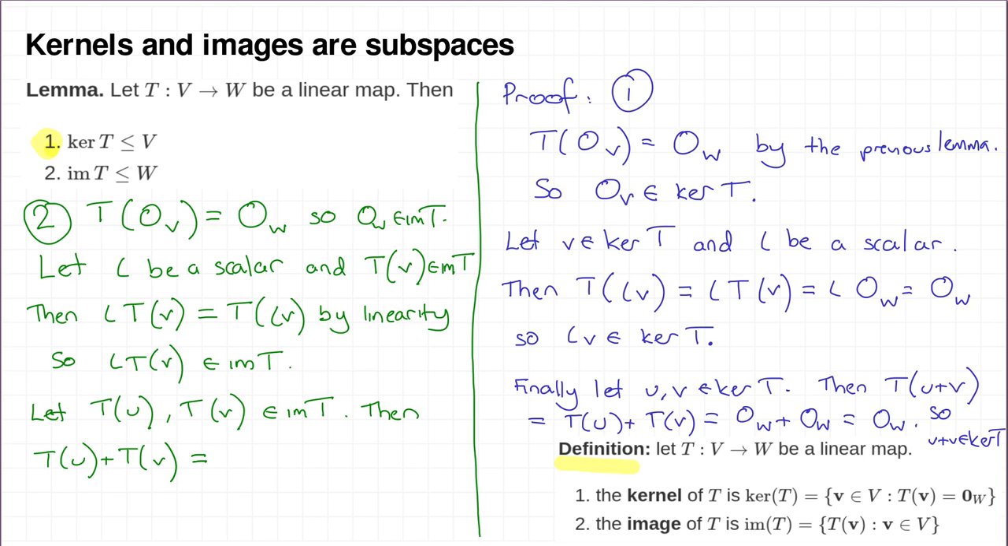This is easy because t is a linear map, so t of u plus t of v is equal to t of u plus v. And this is in the image of t simply because it's t applied to something in V. We've shown that the image of t is closed under addition, we've shown that it is closed under scalar multiplication, and we've shown that it contains the 0 vector, and therefore it is a subspace of W, and we've proved our lemma, kernels and images are subspaces.